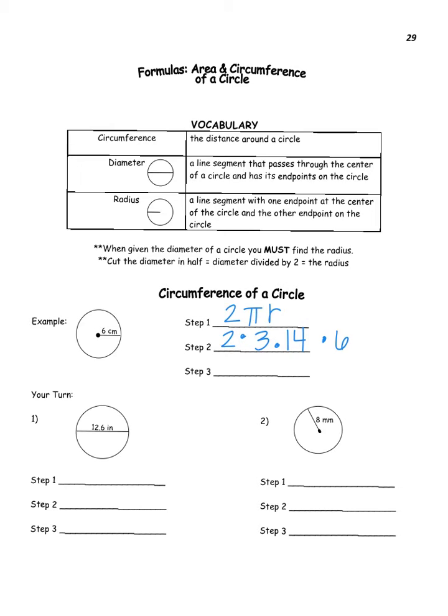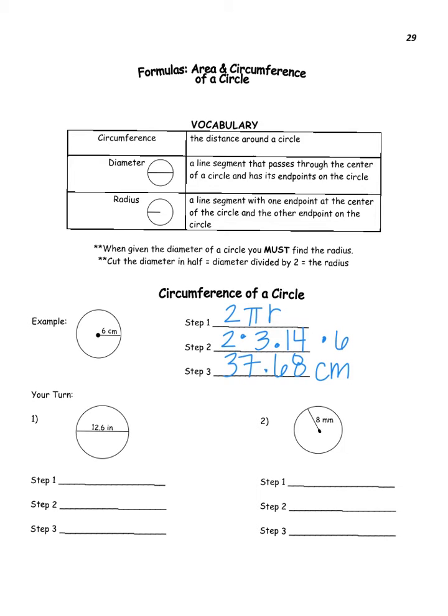2 times 3.14 times 6, which is 37.68 centimeters. We don't square it because circumference is like the perimeter of a circle. It's just that outside part. So just the outside of this circle here.